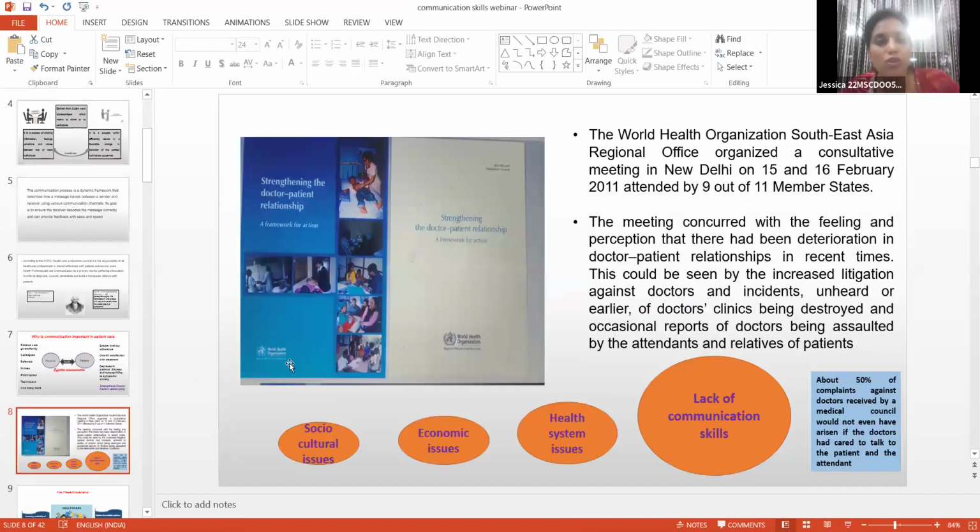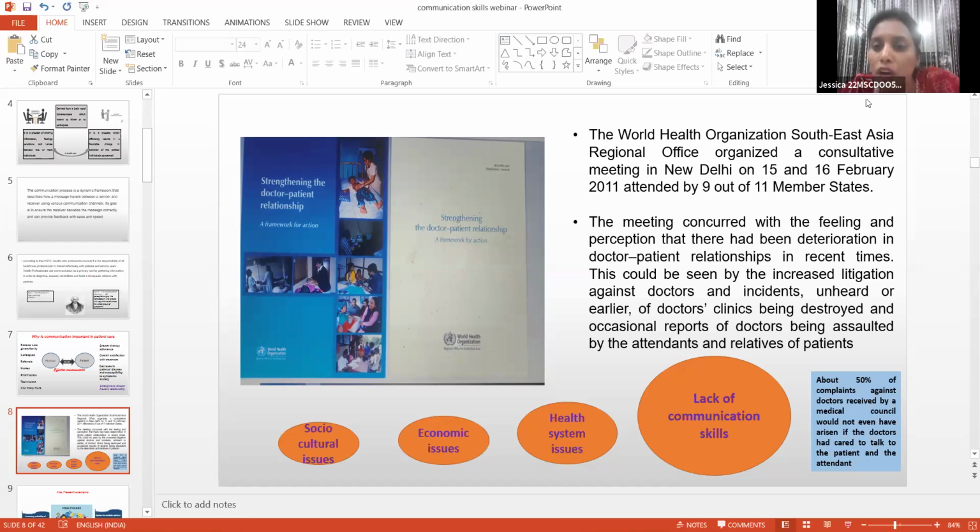Now, I would like to draw your attention to this document. This is the World Health Organization Plan of Action document, which was released in 2011. The South East Asian Regional Office organized a consultation with the heads of so many countries. It was in Nepal, I believe.